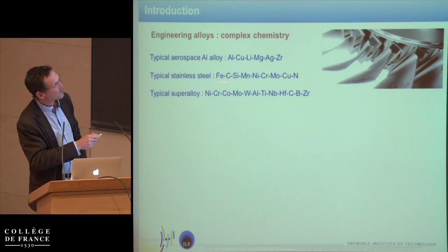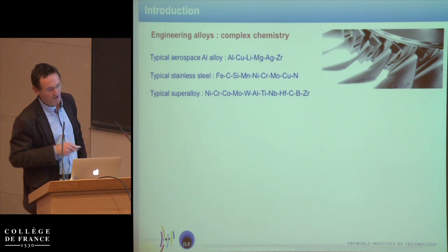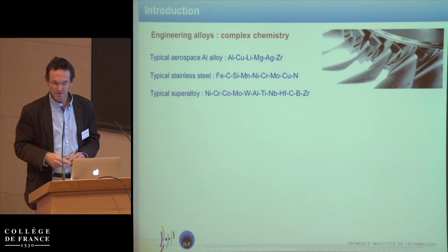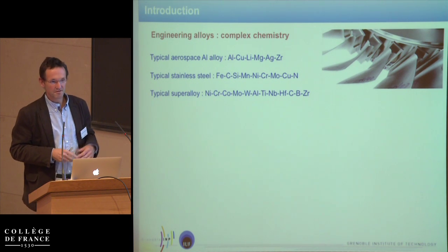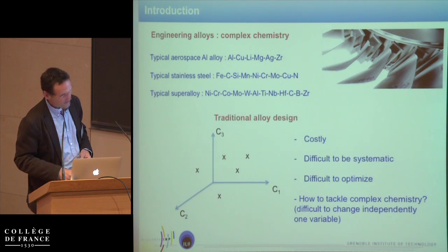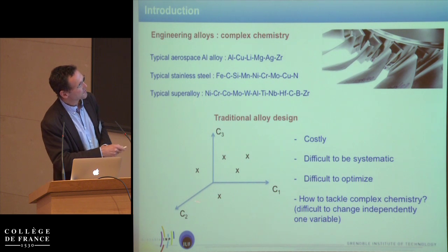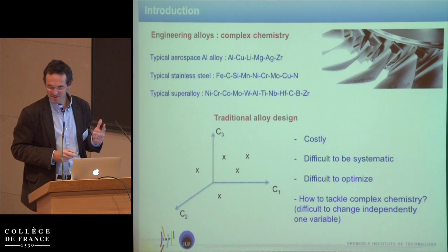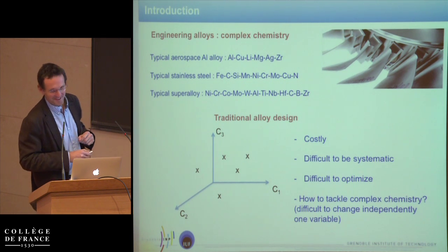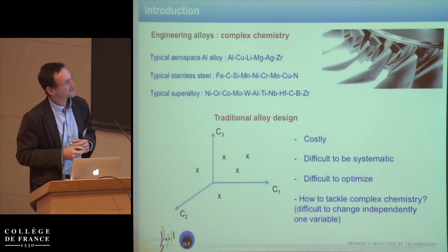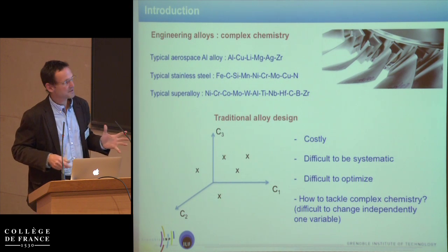Of course, to reach such compositions, to make these alloys, it requires a lot of development effort. It's decades and decades of optimization of alloys, and usually it's done like that. You make different alloys of different compositions. Here I've restricted myself to three compositions because it's easier to show. If you're in a 10-dimensional composition space, it becomes awfully complicated and obviously intractable.